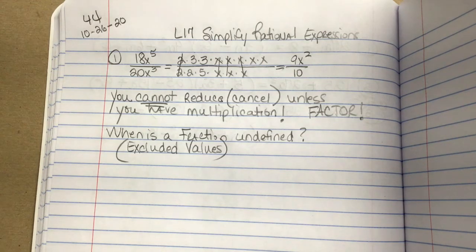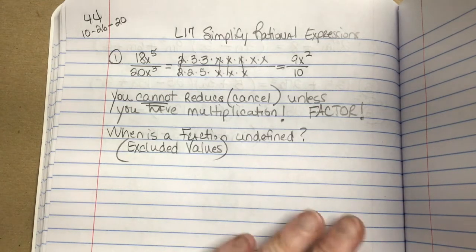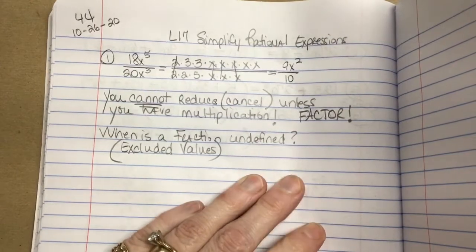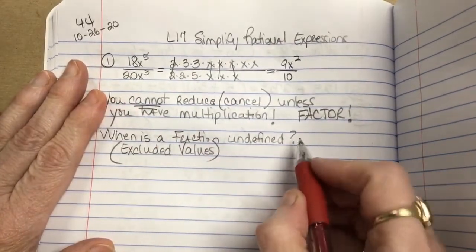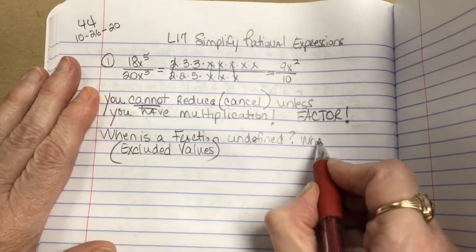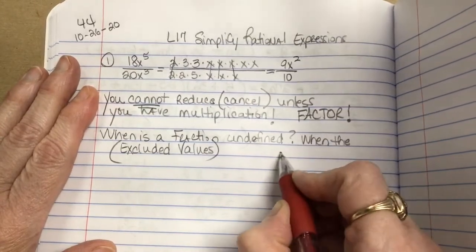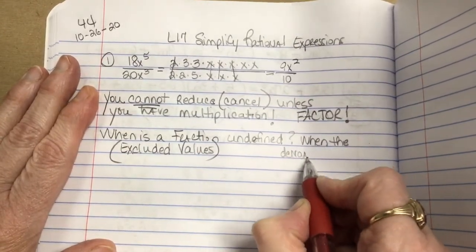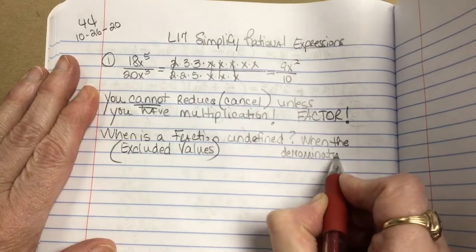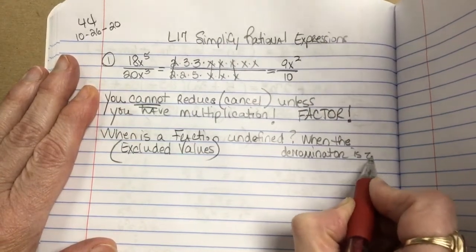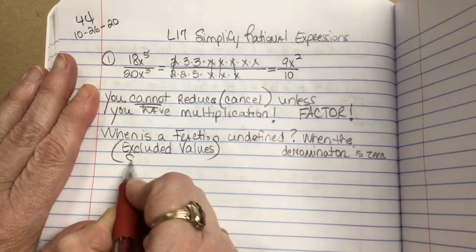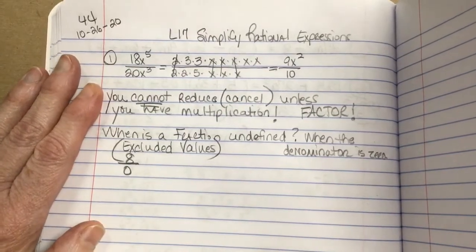Well, go back to slope. When is slope undefined? What can you not divide by? What can the denominator not be? 0. So when is a fraction undefined? When the denominator is 0. So if I have 8 over 0, that's undefined.